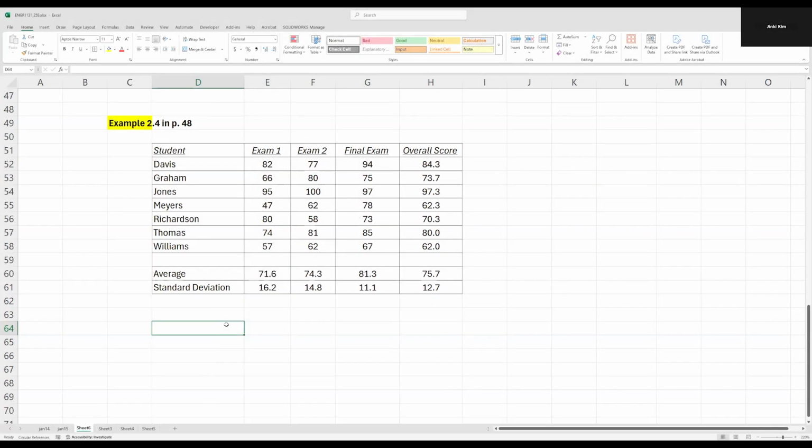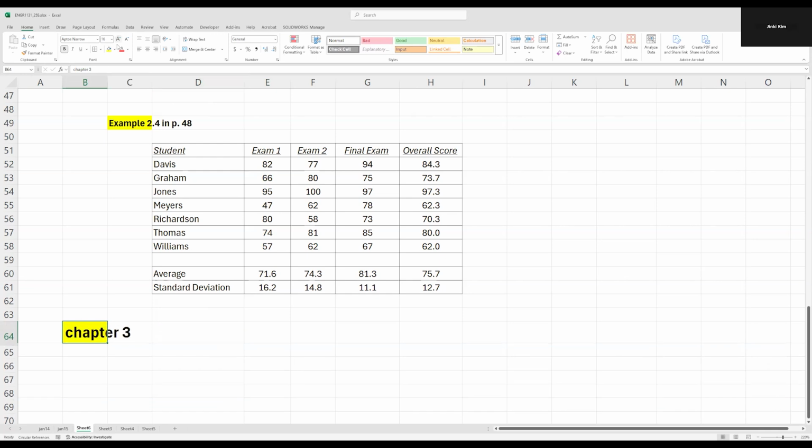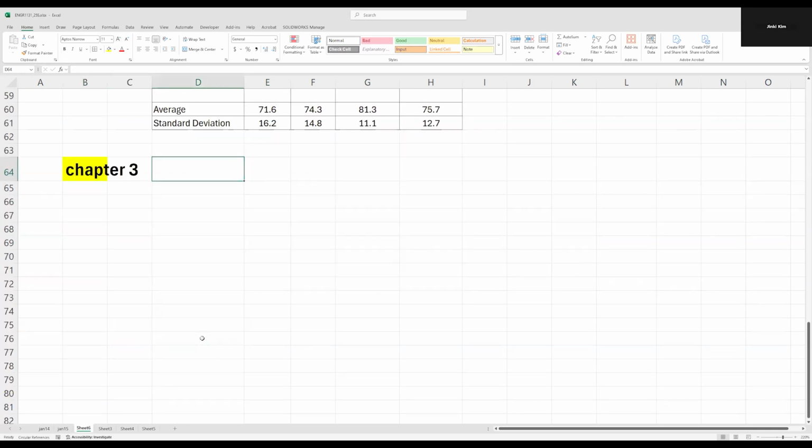Now, we are moving on to chapter 3. Okay, and in chapter 3, we would like to select and prepare cells. And it's going to talk about the absolute and relative referencing. So let's try this thing together.